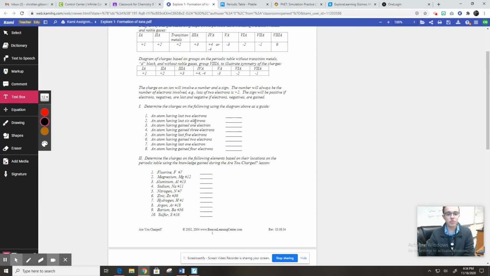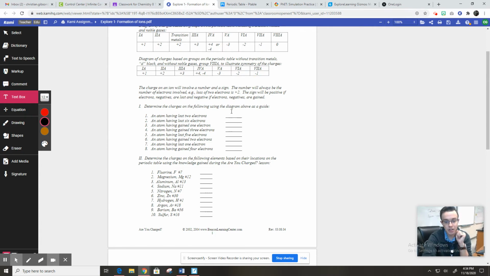And so what you guys are going to do for this assignment, the first part is you are just going to write what the charge would be if these happen. So like if an atom lost 2 electrons or lost 6 electrons or gained 1 electron, what would the charge be? Okay, so let's walk through how to do just a couple of these to get you started.